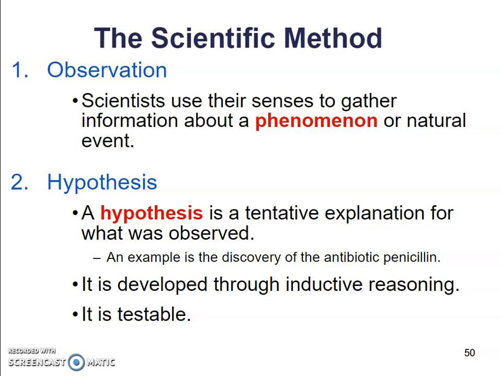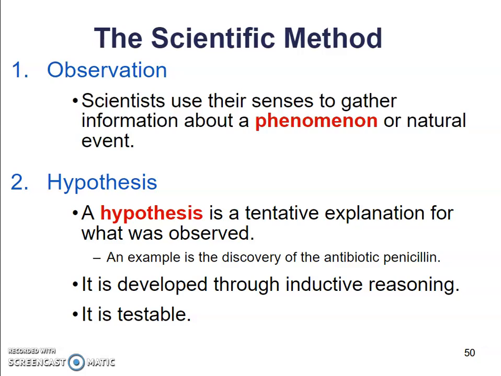So starting with observation, scientists use their senses to gather information about a phenomenon or natural event. Usually this is something that they find interesting, that they want to know more about. They then develop a hypothesis, which is a tentative explanation for what was observed. An example is the discovery of the antibiotic penicillin. We'll talk a little bit more about that later. It is developed through inductive reasoning and is testable.